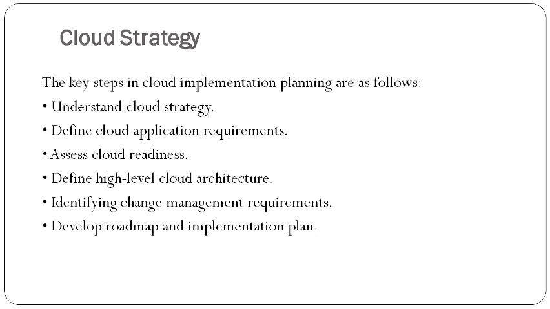The primary input for the cloud implementation actually comes from the cloud strategy for the business that is driving the cloud based implementation of one or more applications on the cloud. For implementing the cloud, the following planning are done. First thing is understanding the strategy, cloud strategy, and then defining the cloud application requirements, assess cloud readiness, define high level cloud architecture, identifying change management requirements, and developing roadmap and implementation plan.